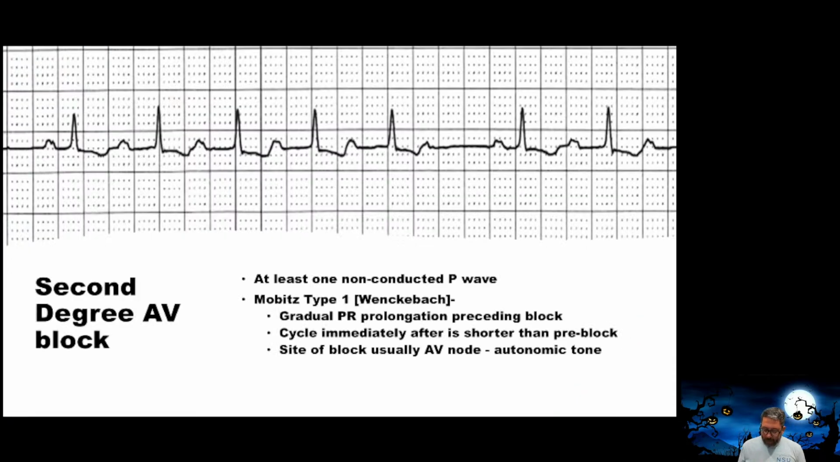Second degree AV block. Now we have an issue with the AV node itself. There are two types that you have to know. The first one, type 1, Wenckebach. The key with this one is the PR interval will continuously get wider and wider and wider, and then you're going to lose a QRS complex because the AV node will not let the signal get through. So, PR interval, we're starting to lengthen. Now we're getting long.